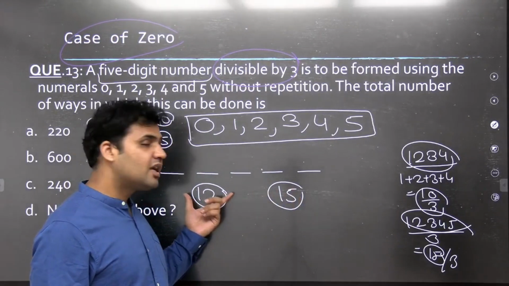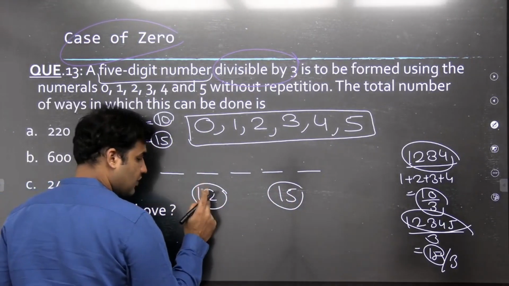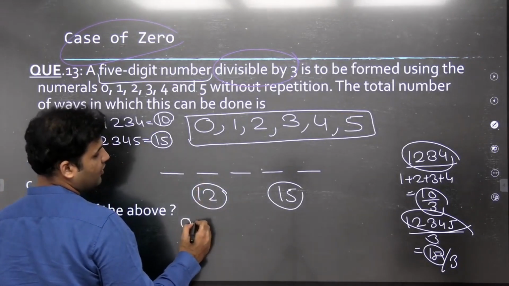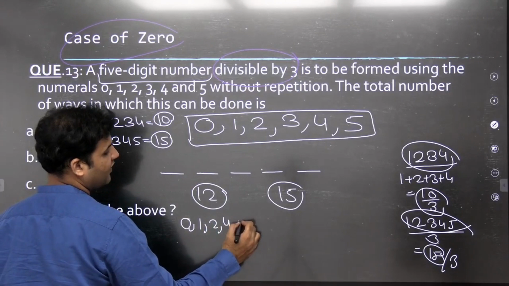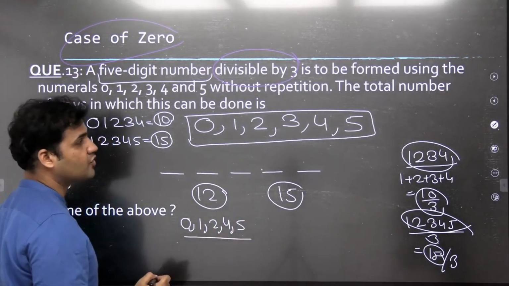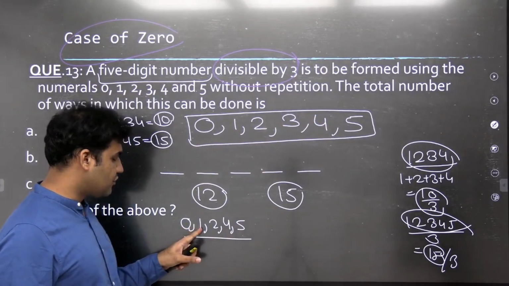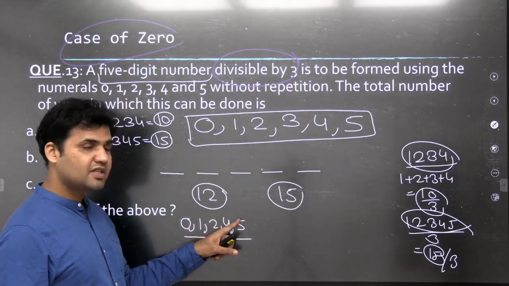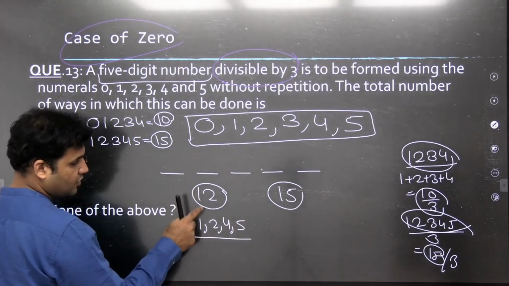Now tell me, how can you have the possible sum as 12? The sum can be 12 if I use the digits 0, 1, 2, 4 and 5. There is no other way to get the sum as 12 using any 5 digits out of these. 0 plus 1 is 1, 1 plus 2 is 3, 3 plus 4 is 7, 7 plus 5 is 12.